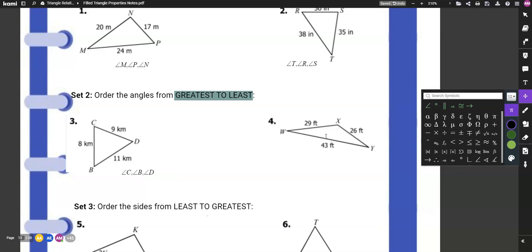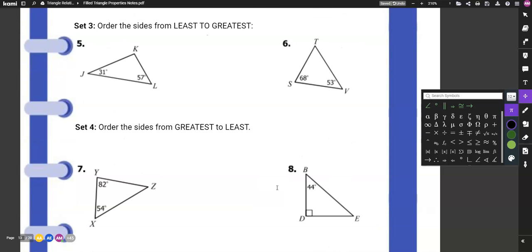Number 4, we have side lengths of 43, 29, and 26. Across from the side length of 43, which is WY, is going to be angle X. Across from the side length of 29, WX, is angle Y. And finally, across from the shortest side of 26 is angle W.